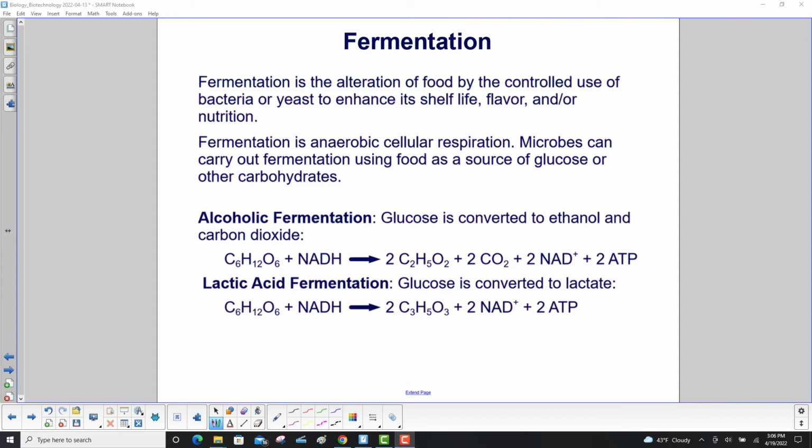Fermentation is the alteration of food by the controlled use of bacteria or yeast to enhance its shelf life, flavor, and/or nutrition. Fermentation is anaerobic cellular respiration. Microbes can carry out fermentation using food as a source of glucose or other carbohydrates. We have two types. One is alcoholic, where glucose is converted to ethanol and carbon dioxide. Then we have lactic acid fermentation. This time, the glucose is being converted to lactate.